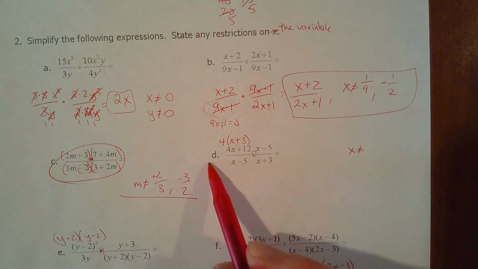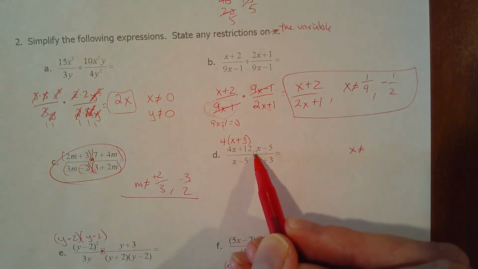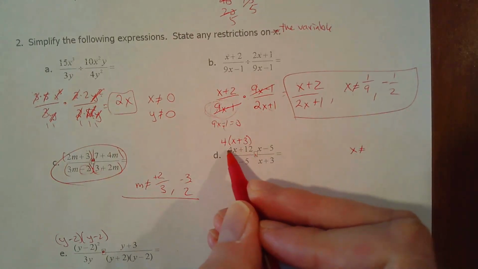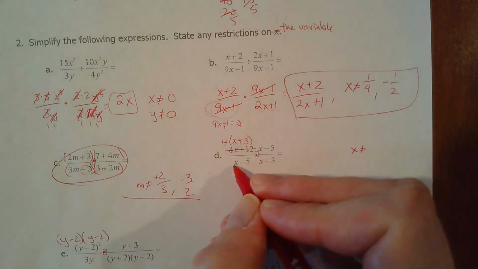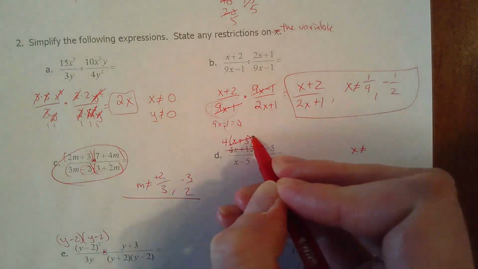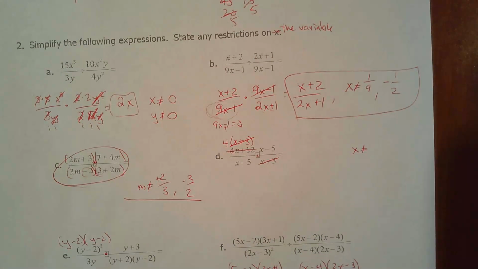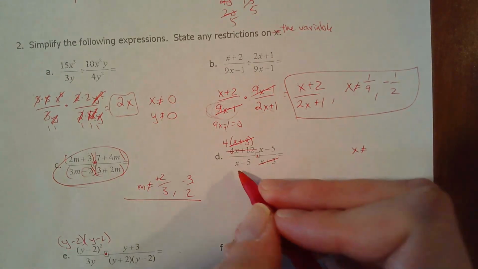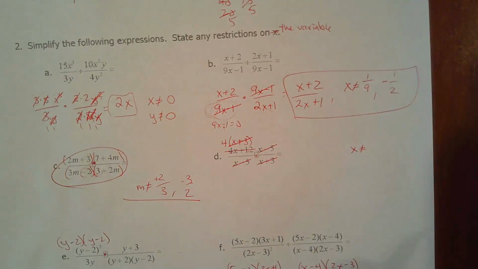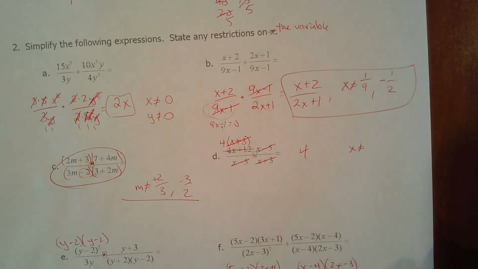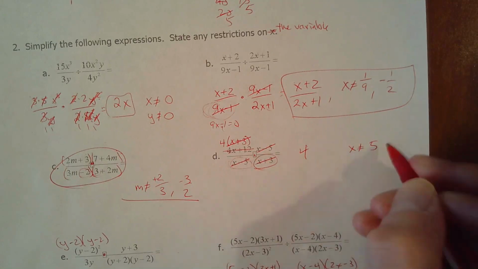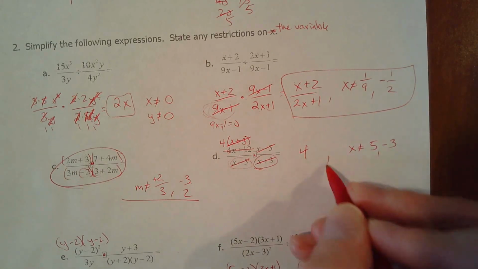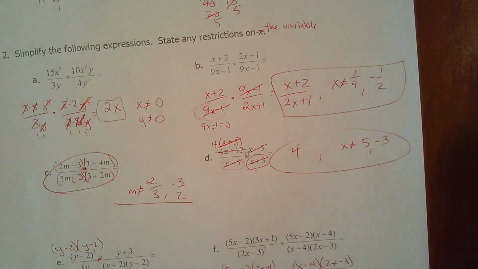So that's the answer, and these are the restrictions. For letter D, it's multiplication, no flipping, and I've already factored. I took 4 out of both of those, so I'll just put a line through those. Now I'm going to do my canceling. X plus 3, the entire binomial. If the entire binomial matches, then you can cancel them. And then x minus 5, x minus 5. So the answer is 4. Go back to the original problem. X cannot equal 5, x cannot equal negative 3. Okay, so the answer is 4 as long as x isn't 5 or negative 3.